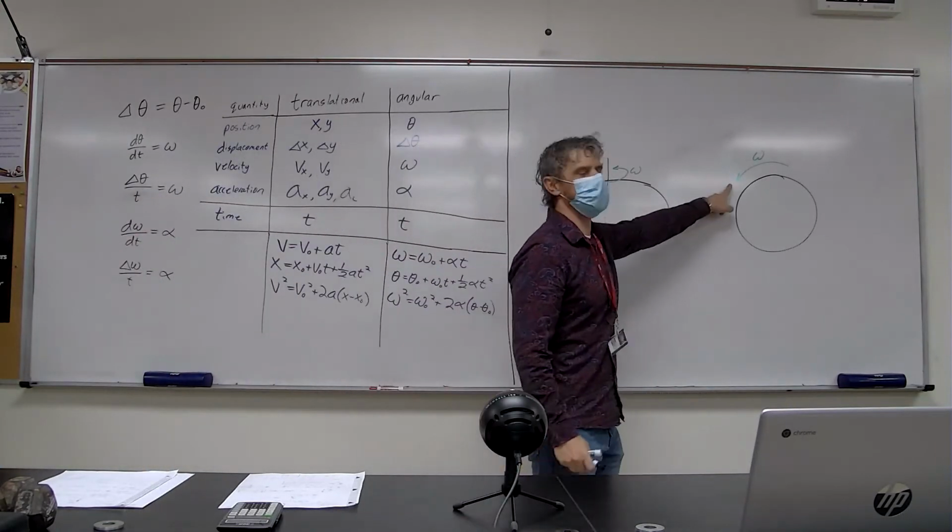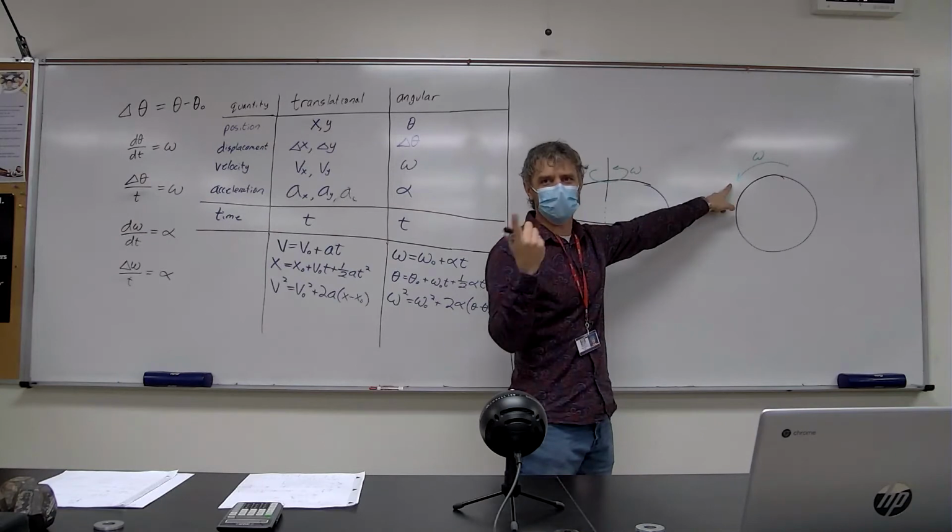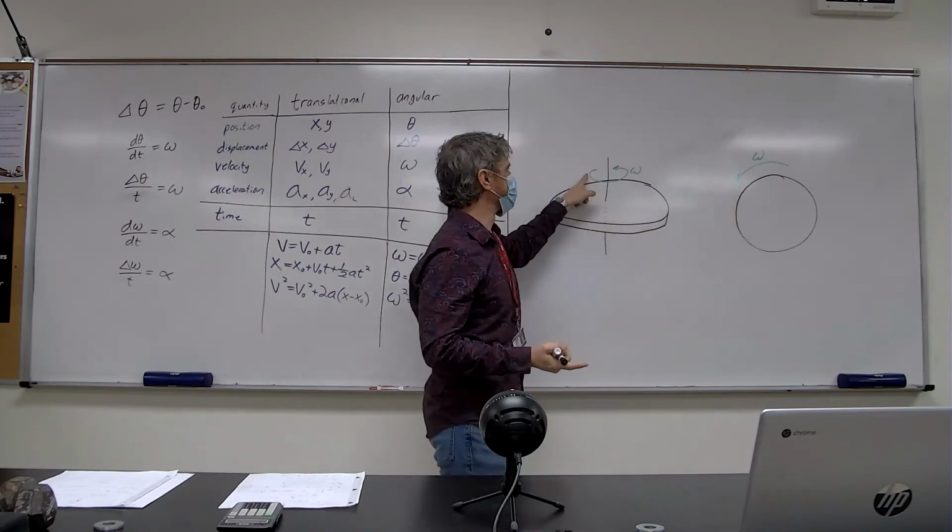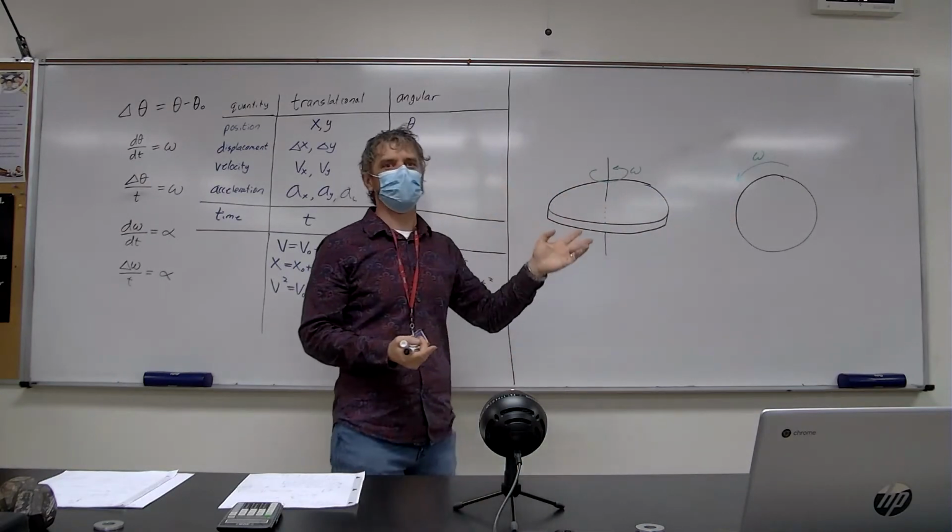This arrow is not a vector, because it's not a straight line.